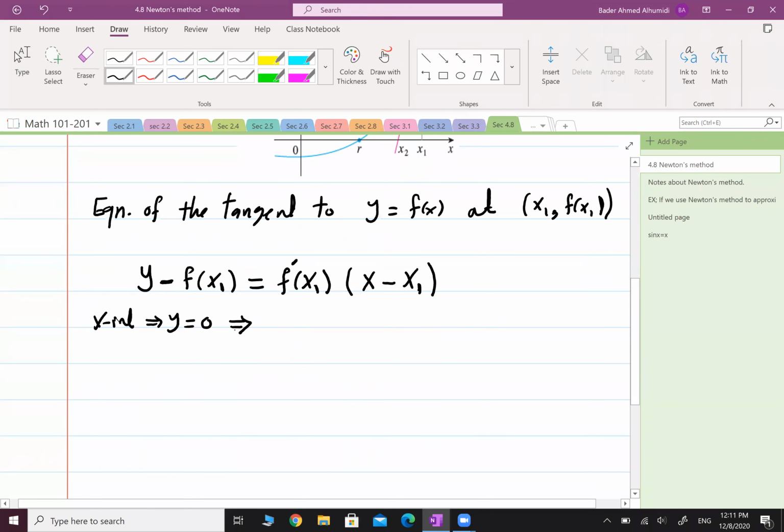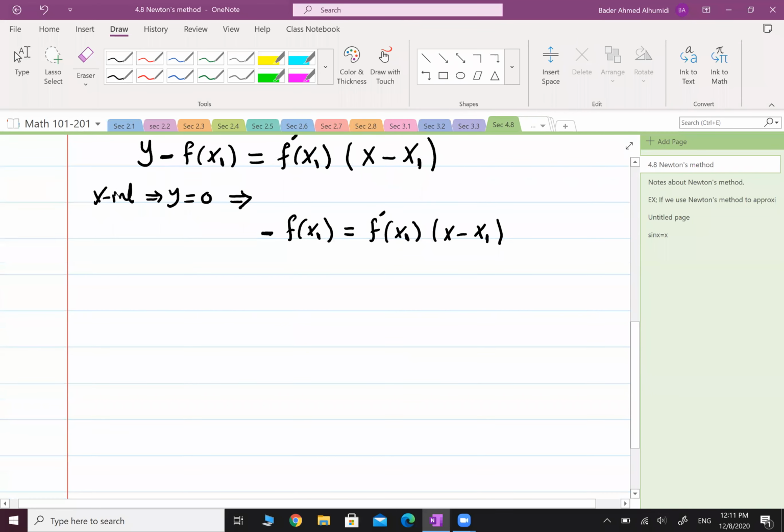If you put y equal to 0, you have minus f of x1 equal to f prime of x1 multiplied by x minus x1. Solve for x. Find the x-intercept. We need to solve for x. And this implies clearly, if you can see, that x minus x1 is equal to what? I will divide by f prime.